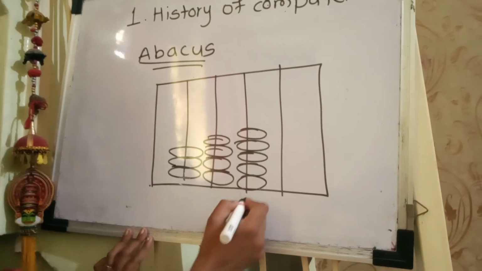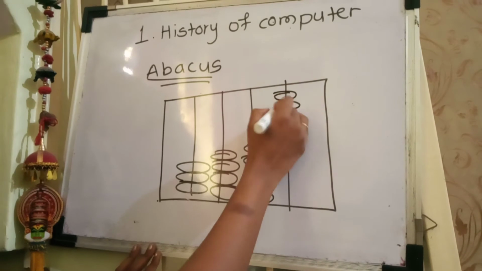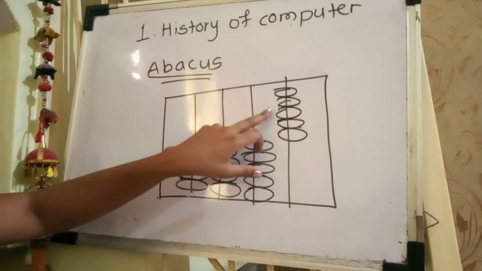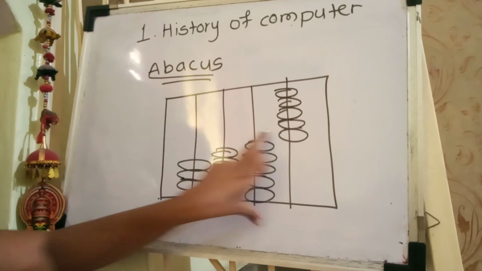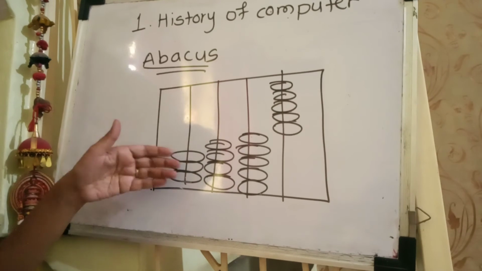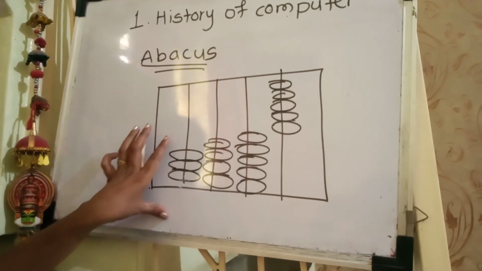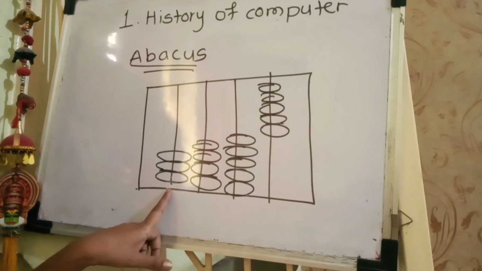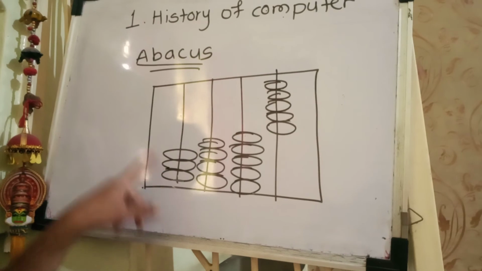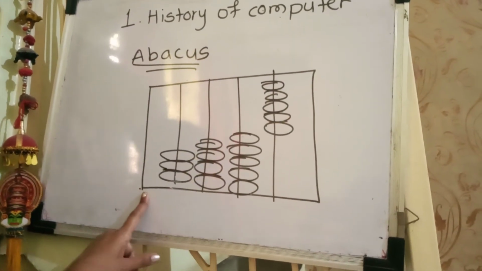These 5 beads plus 4 beads is equal to 9 beads. Then 2 beads plus 3 beads is equal to 5 beads. It means these beads are used for the calculation. It is one type of slate. In this slate some beads are fitted, and these beads are used for the calculation. People used these beads for addition, subtraction, multiplication and division, and this device is called an abacus.